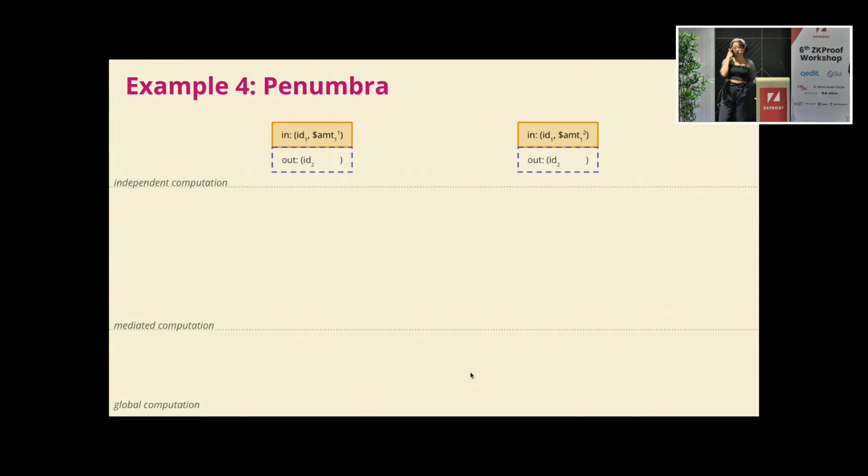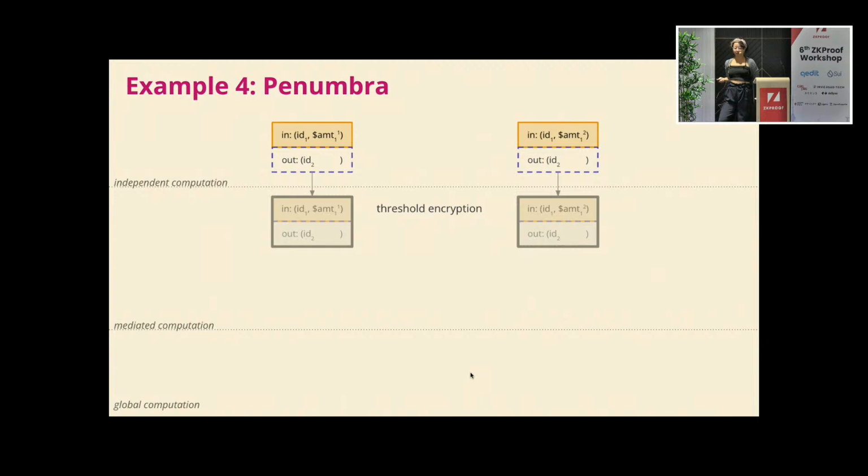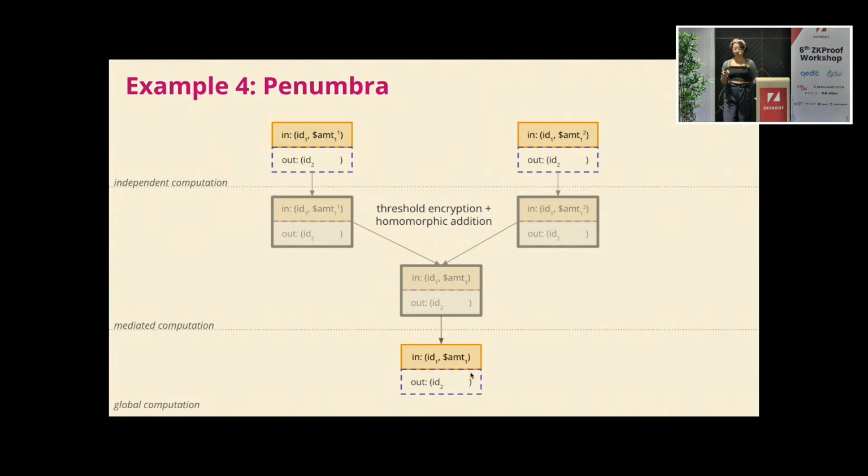Penumbra implements the CFMM using a different primitive. In Penumbra, a user once again encrypts their order, but this time they encrypt it to a threshold of validators. They encrypt it using homomorphic encryption such that the validators can sum up the ciphertexts of the orders and then decrypt the aggregate. The aggregate is then executed as a batch in plaintext.